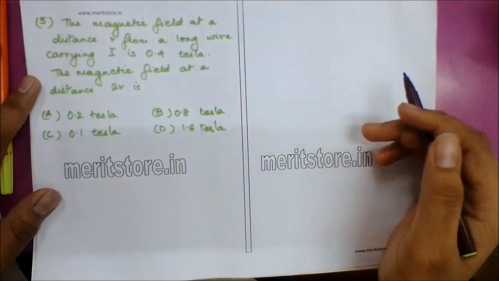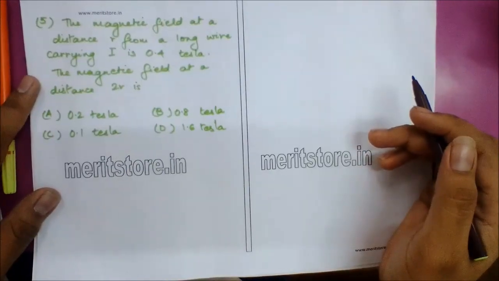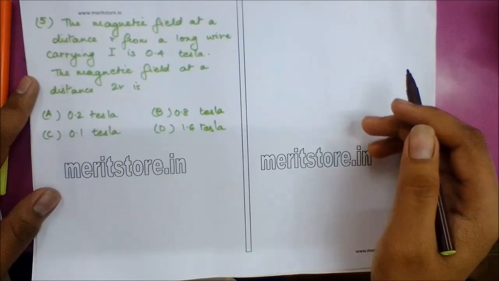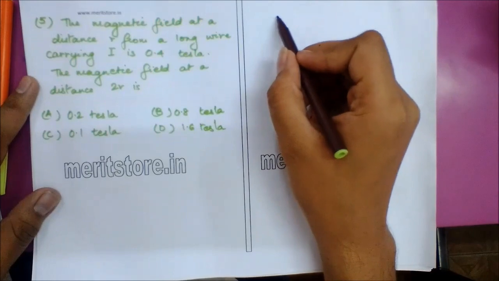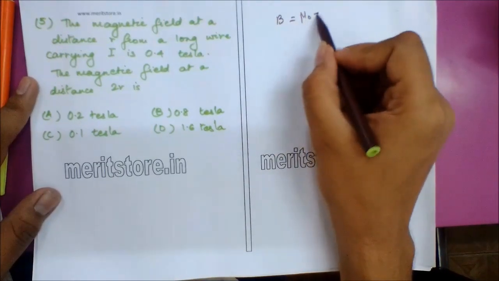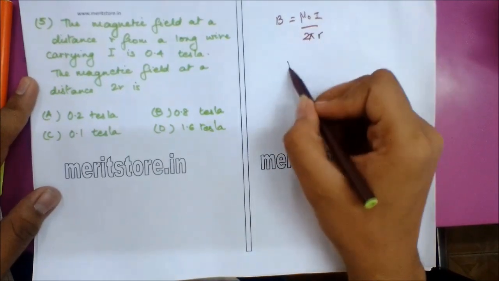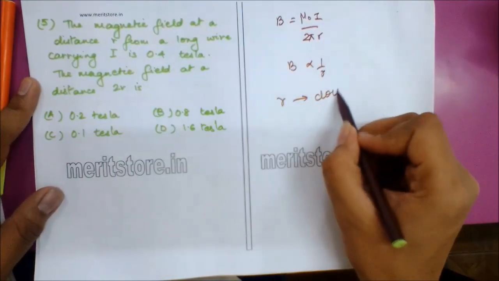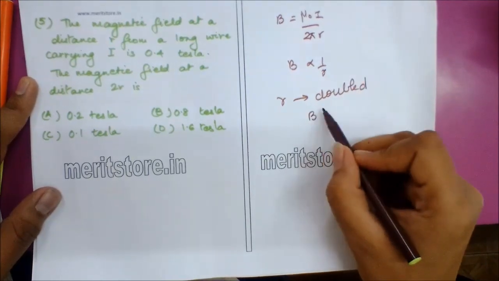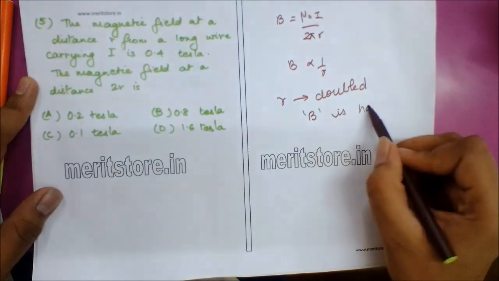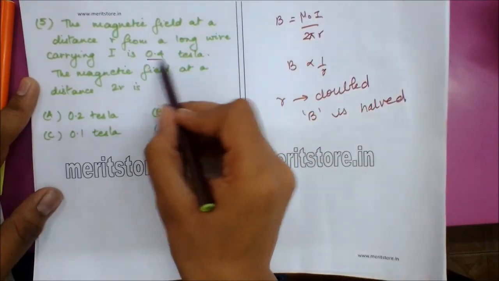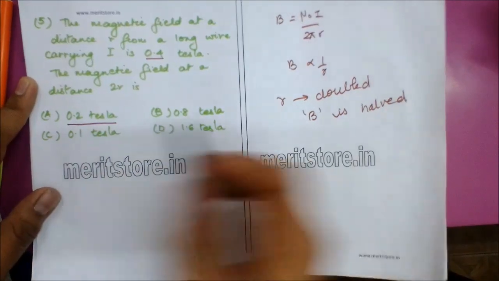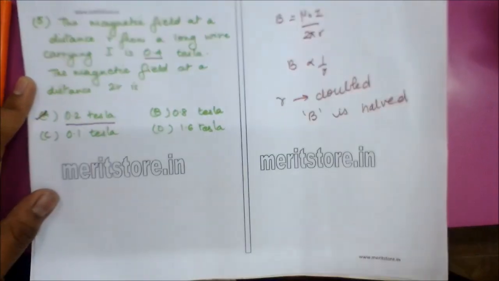The magnetic field at a distance r from a long wire carrying current I is 0.4 Tesla. The magnetic field at the distance 2r is. So as we know from the formula, B is equal to mu 0 I upon 2 pi r. B is inversely proportional to r. So when r is doubled, B, that is magnetic induction, is halved. So if it is 0.4 Tesla, this will be 0.2 Tesla. So option A is the correct answer.